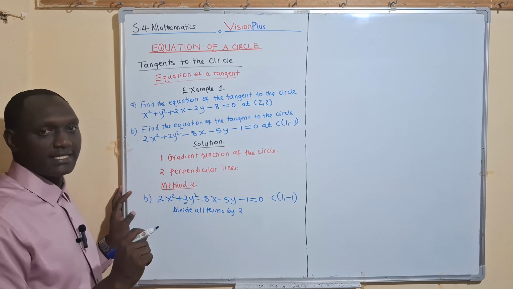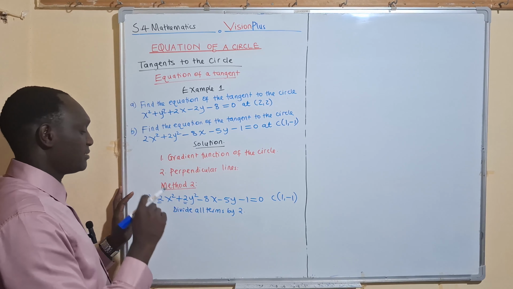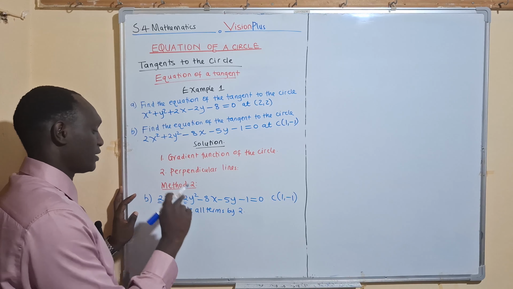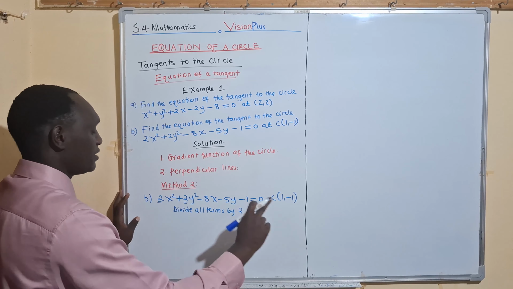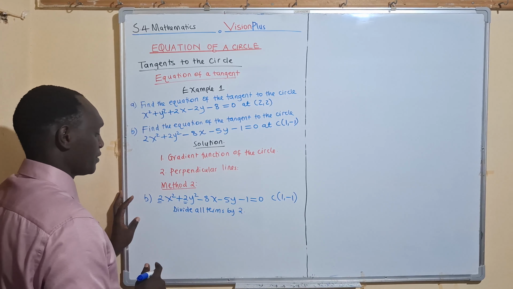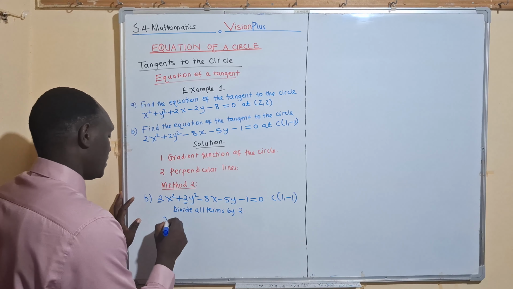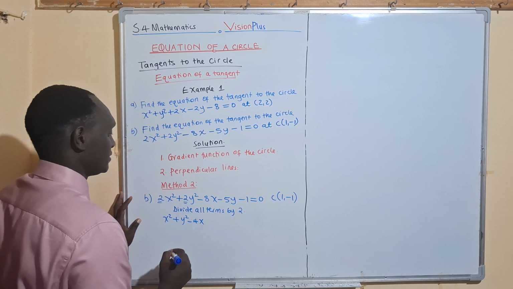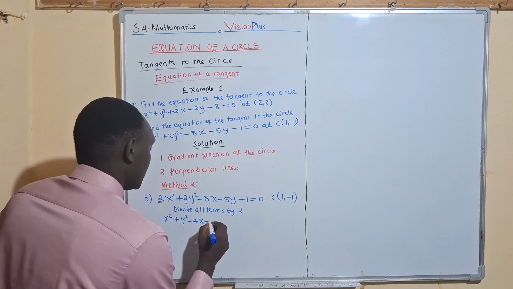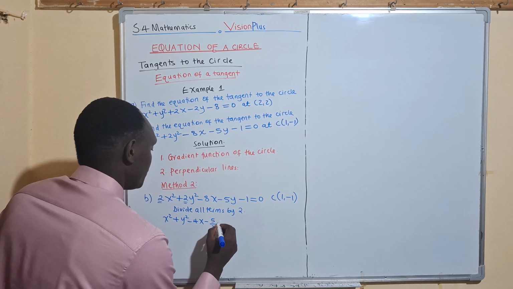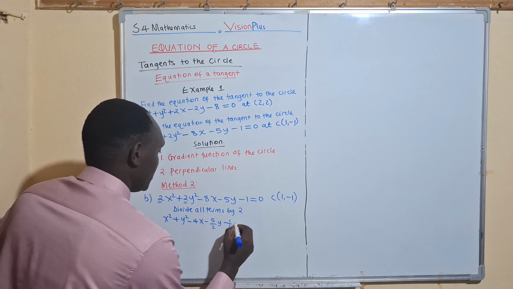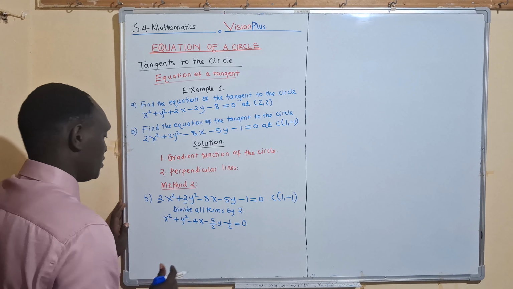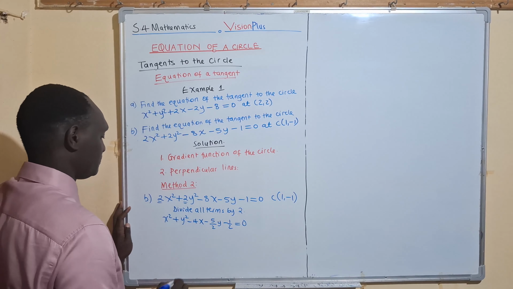Even when we are looking for the radius, it is important also to make sure that the coefficients of x squared and y squared are 1. So dividing all the terms by 2, we shall have x squared plus y squared minus 4x minus 5 out of 2 y minus a half equals 0. I've divided all the terms by 2. So this is the equation of the circle.